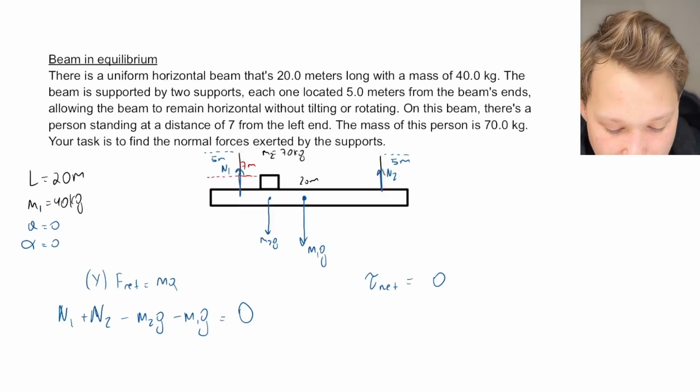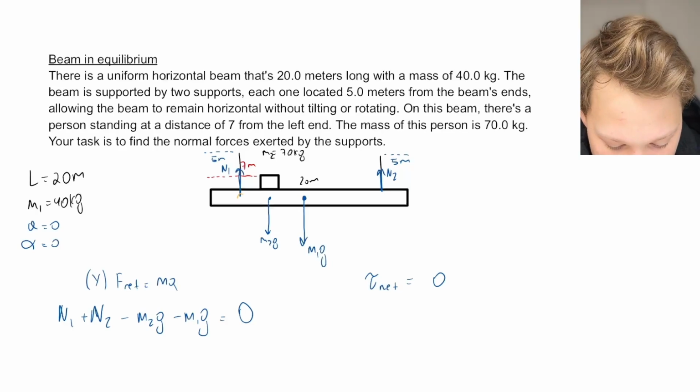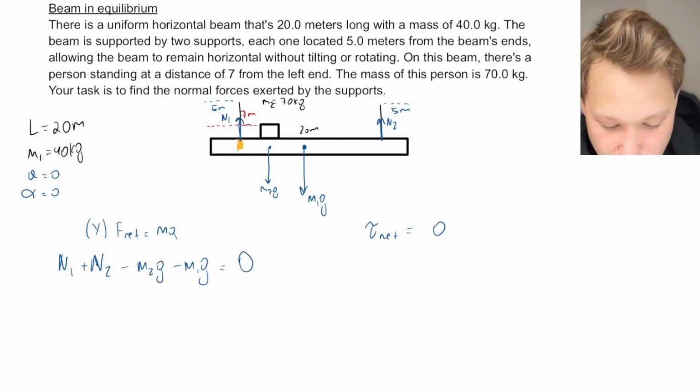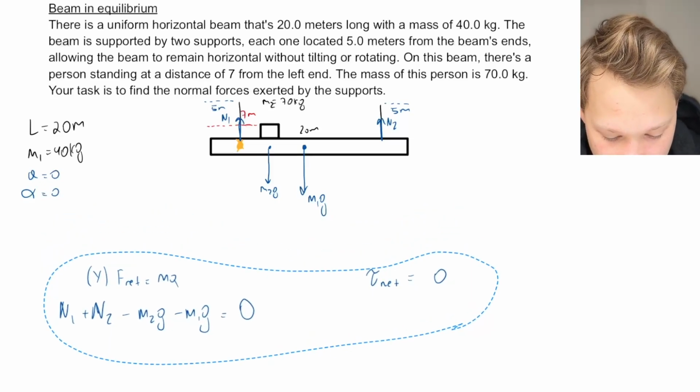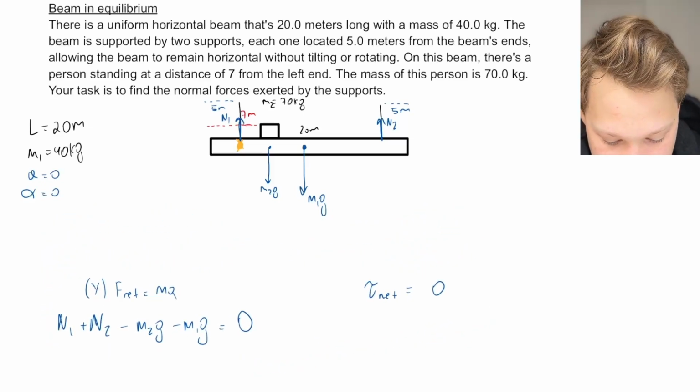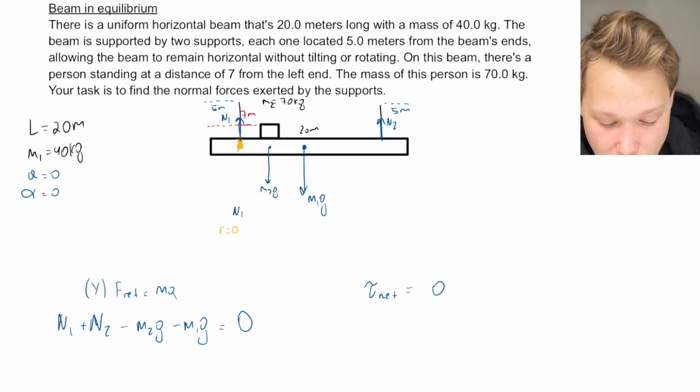So for example, I can pick my left point as the point of rotation, so this point right here. Then let's calculate the distances of each force from that point. As makes sense, N1 has a distance of 0, which is why I picked that as the point of rotation, because now I can cancel out N1.